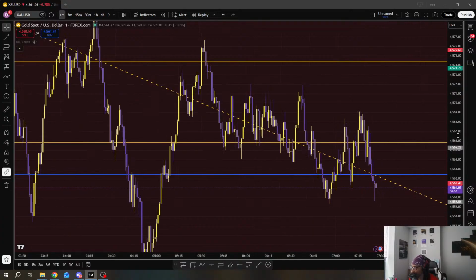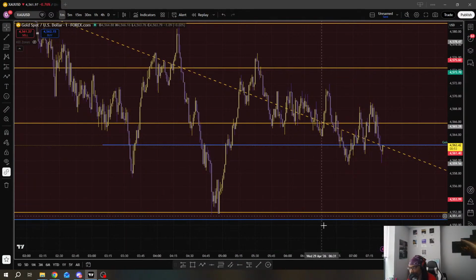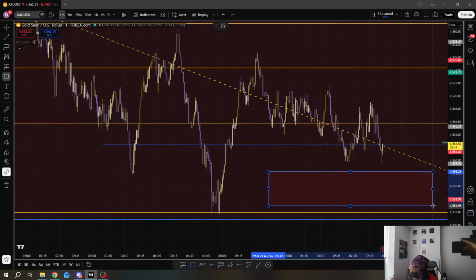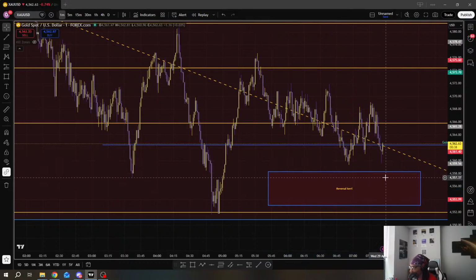I know we're approaching reversal territory. Usually I don't talk about all the things I'm talking about. It's reversal territory. Can't spell, y'all get it. That's reversal territory down here.